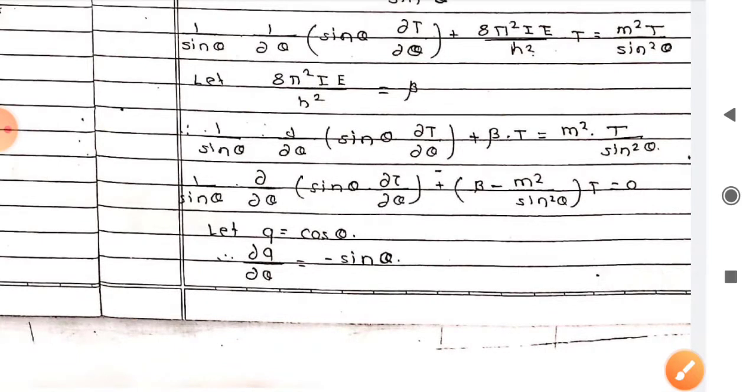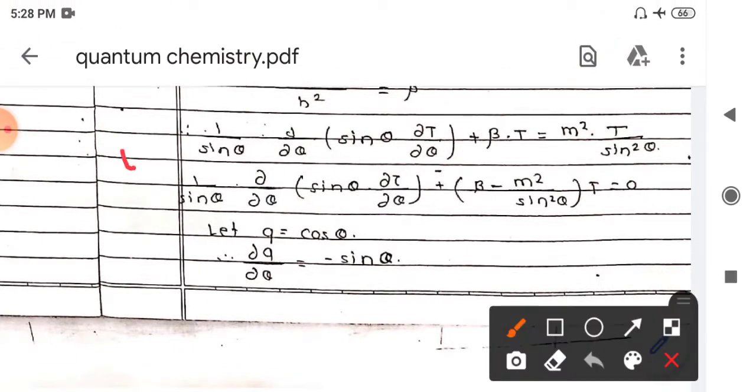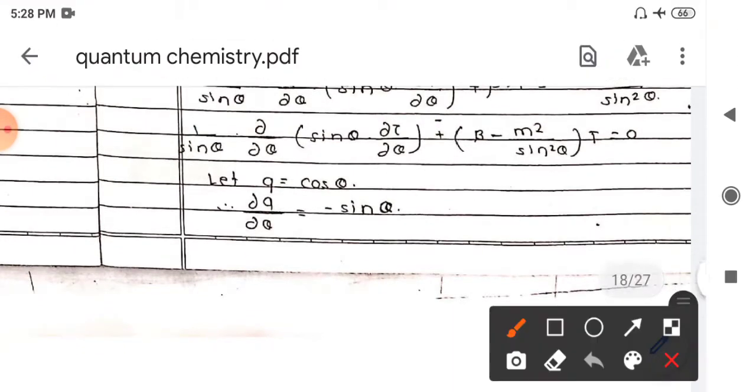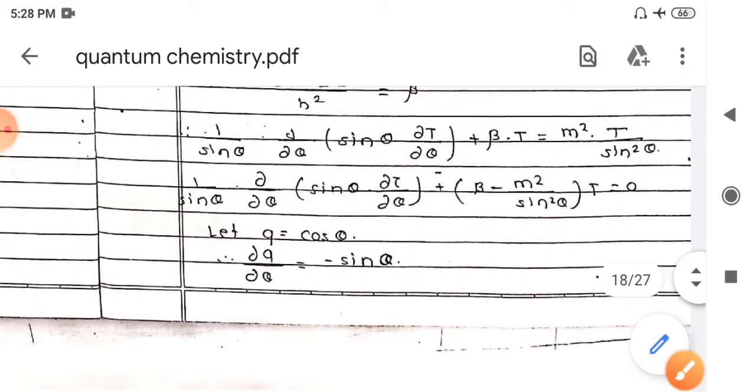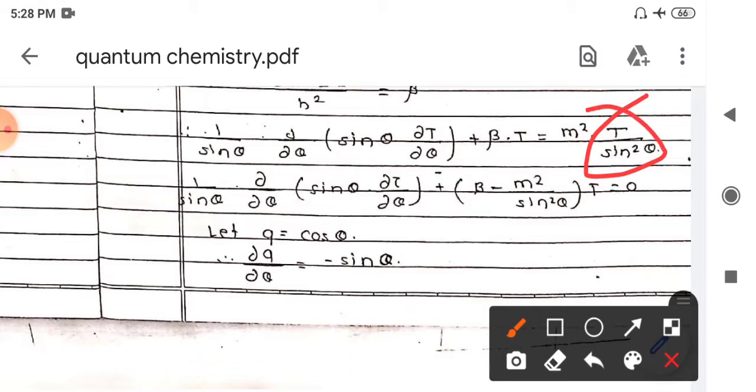Say beta. So we have used that constant and we rewrite that equation again. The equation will turn out to be 1 upon sin theta into del by del theta of sin theta dt upon d theta, plus beta t, and all these terms are equal to m square into t upon sin square theta. So the overall equation will turn out to be 1 upon sin theta into del by del theta of sin theta dt upon d theta, plus beta minus m square upon sin square theta into t. Just this term is taken on the left hand side.